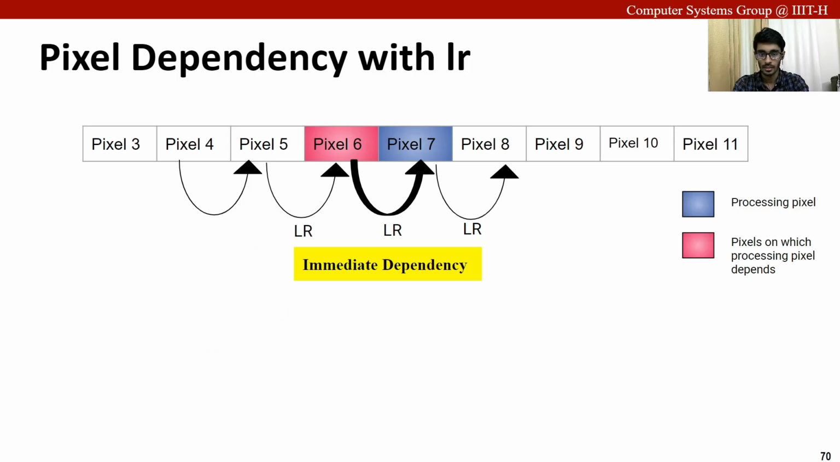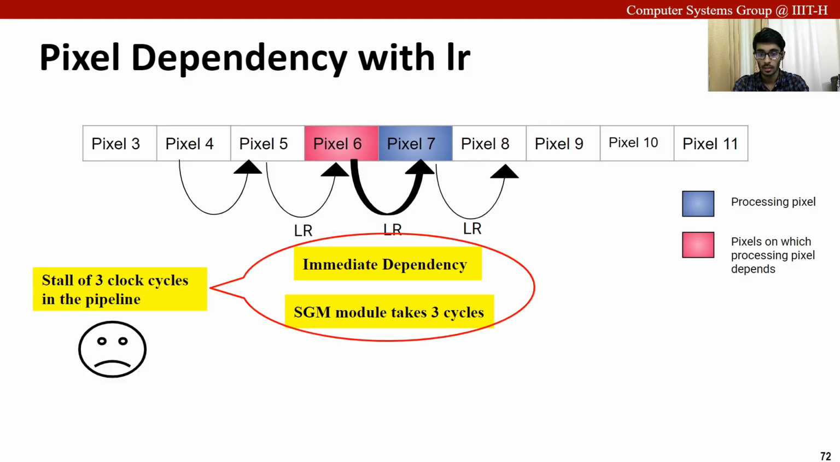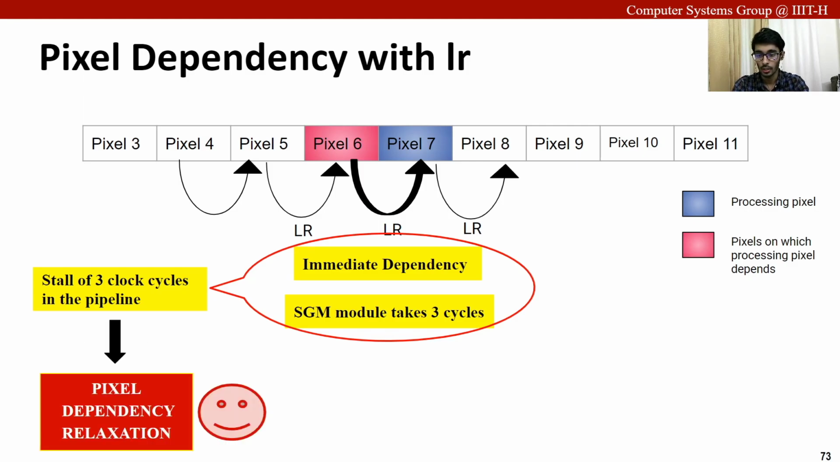For the horizontal direction, we know that there exists an immediate dependency. And we also know that the SGM module takes 3 clock cycles to produce output, and that output acts as input for the next pixel's processing. Therefore, this generates a stall of 3 clock cycles in the pipeline for processing every pixel. To overcome this, we introduce a new technique called pixel dependency relaxation, which helps us maintain a steady throughput of producing an updated path cost vector at every clock cycle.